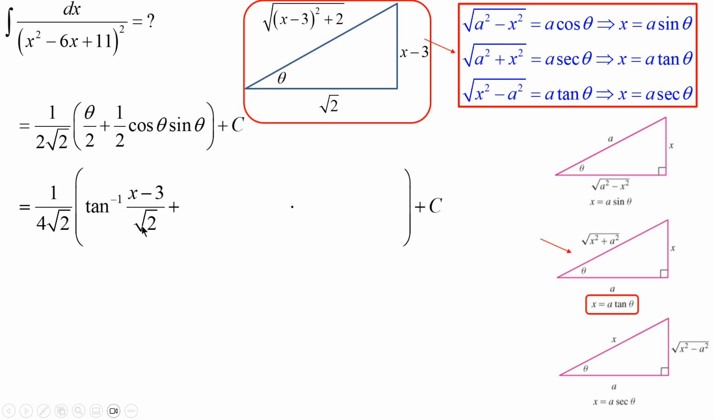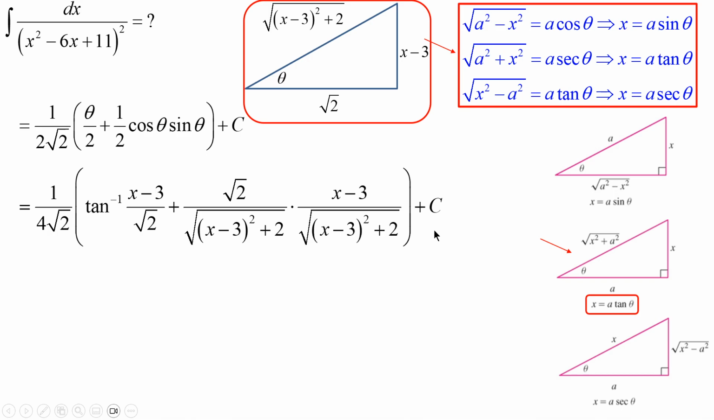All right. Now, we already pulled the 1/2 out. So same triangle. What is cosine of theta? And that would be root 2 over the radical of (x minus 3) squared plus 2. Bam. And then sine of theta, well, that's going to be the quantity x minus 3 over that radical right there. And then our plus C right there. All right. Now look at us. We have everything in terms of x right now. So we're essentially done.